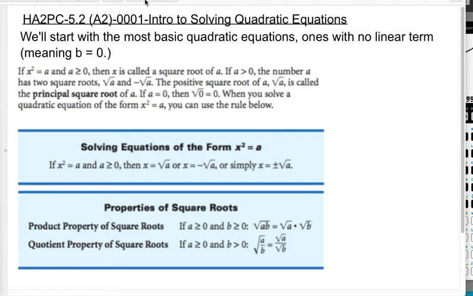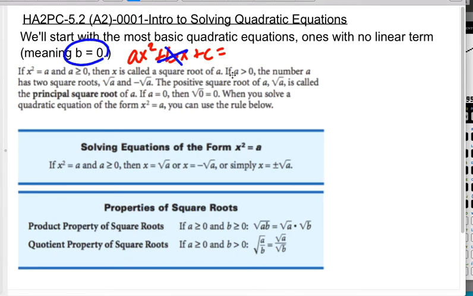equal to 0. So what I mean by that is if you think about what we saw, quadratics are ax squared plus bx plus c equals whatever, so equals a number. But when I say b equals 0, I'm saying this term is non-existent. So I have ax squared plus c and that's it, no bx term.